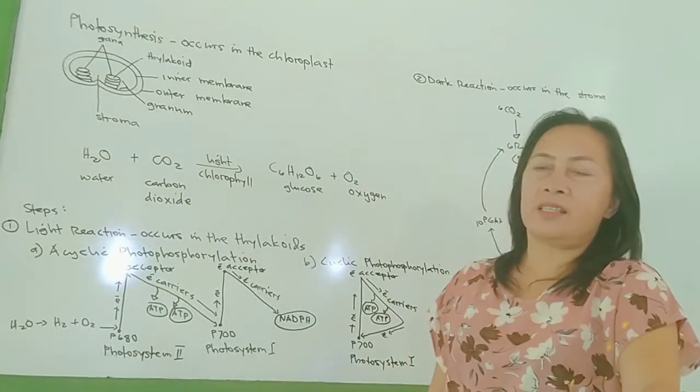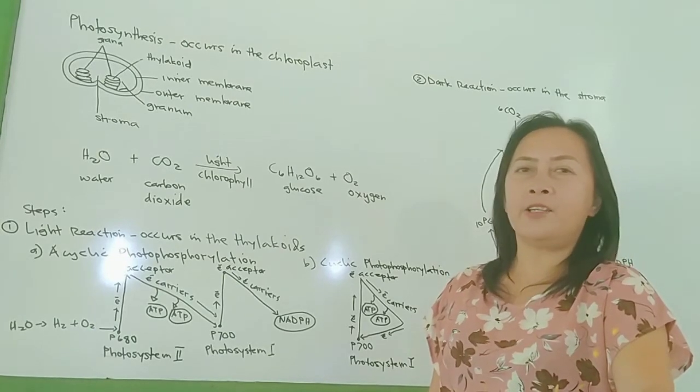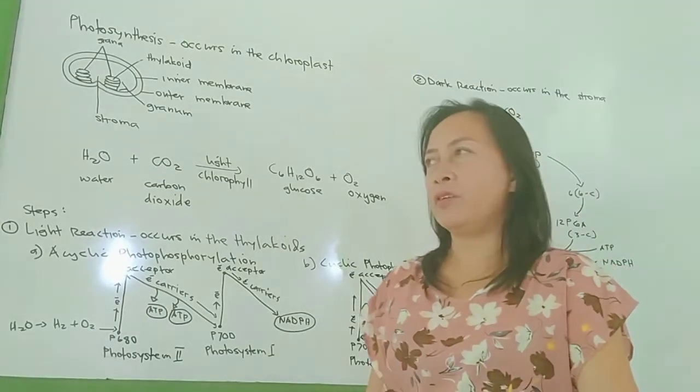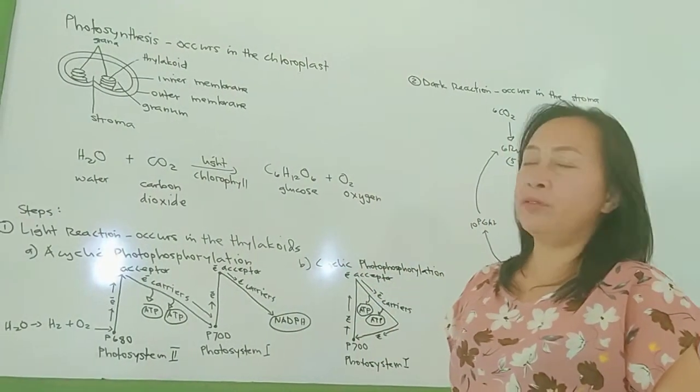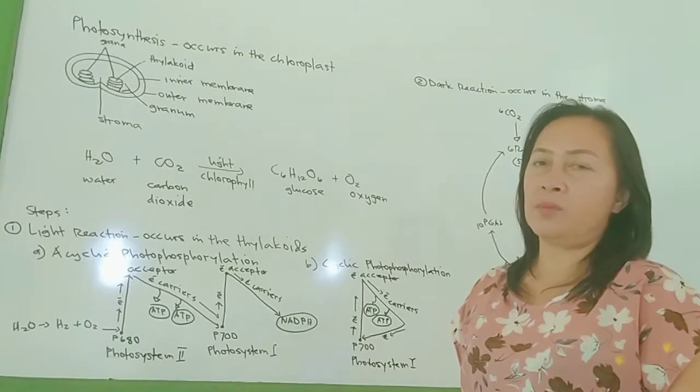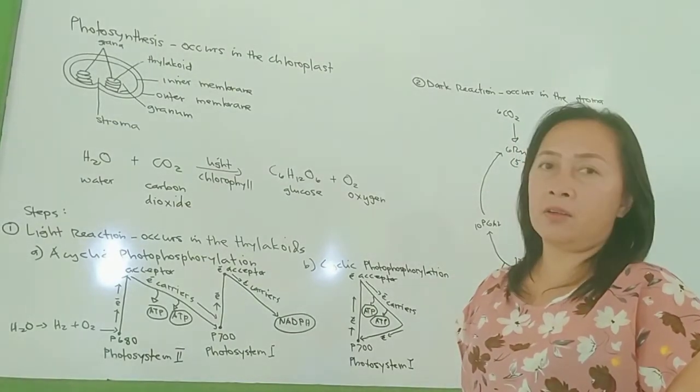Our topic is on photosynthesis. Now, when you were still in your elementary and high school, you are very much familiar with photosynthesis. So you have the word photo, which means light, and synthesis, which means formation. And this occurs in the chloroplast.